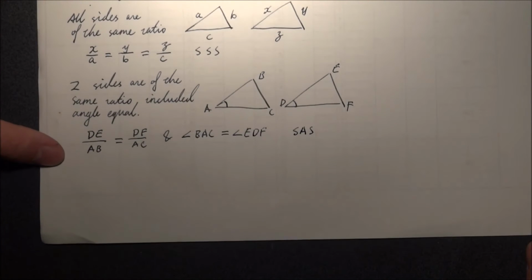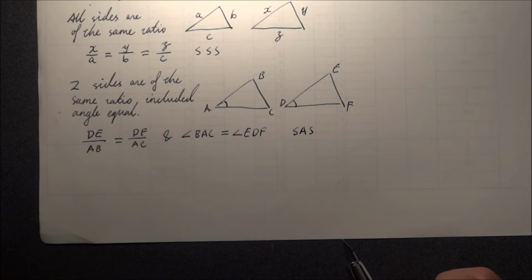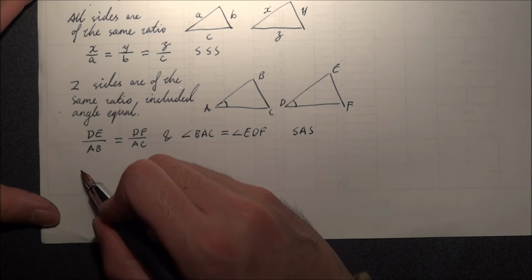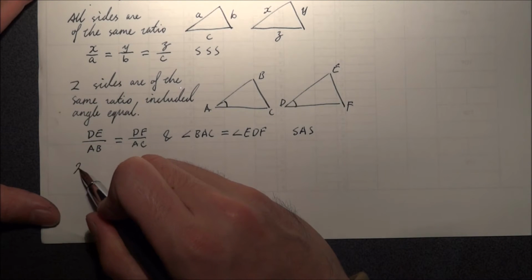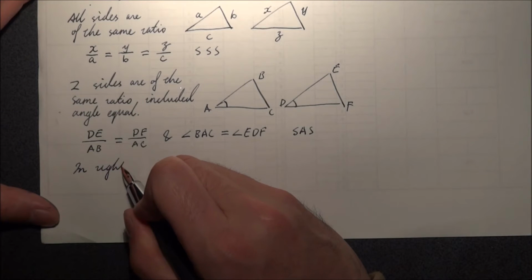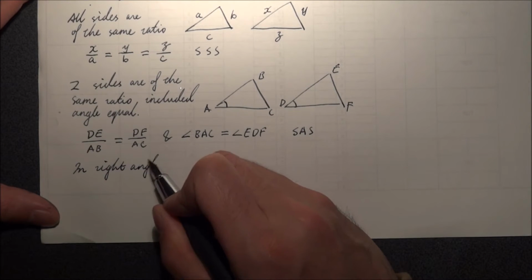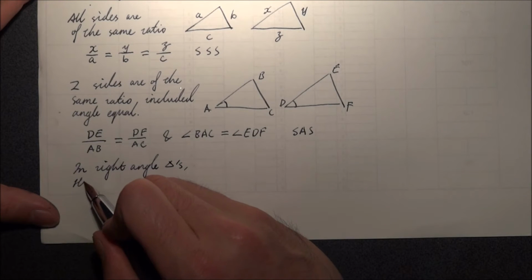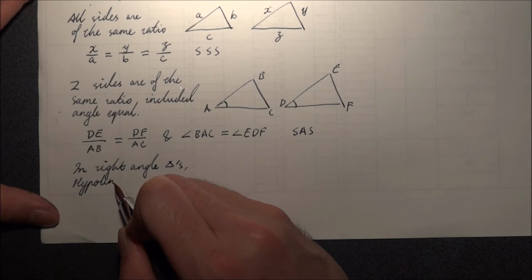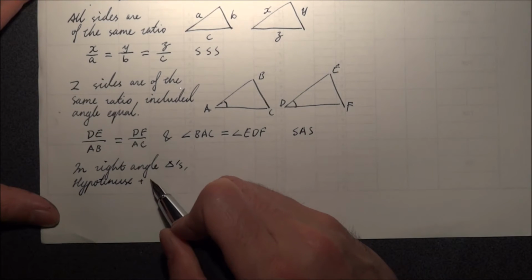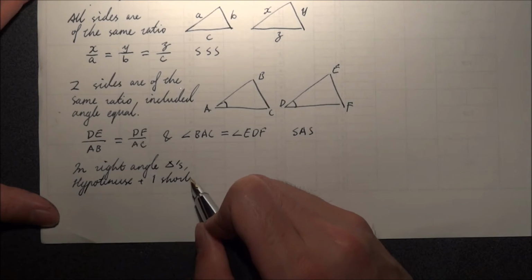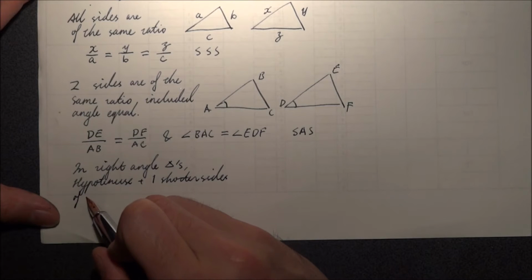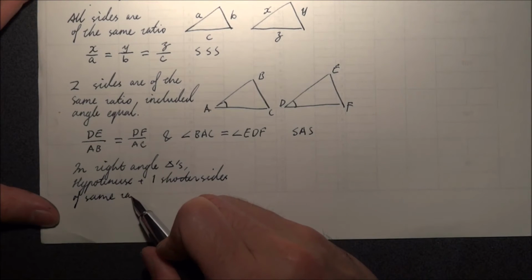Now, the next one, once again, is very similar to congruence. We have, in right angle triangles, the hypotenuse plus one shorter side of the same ratio.